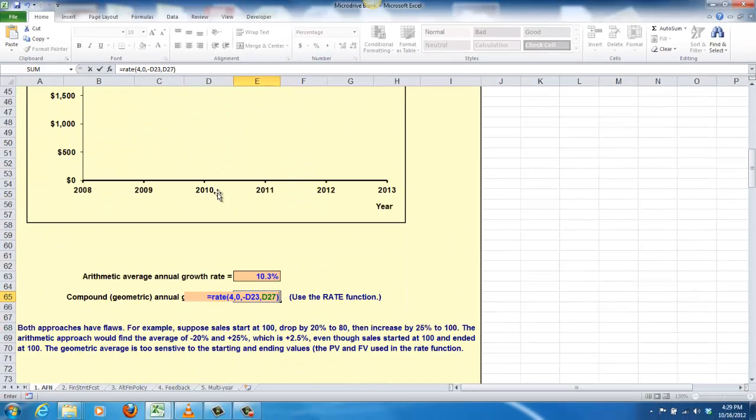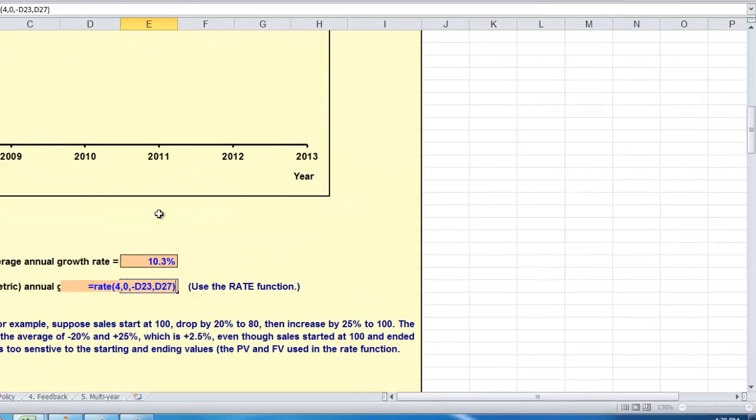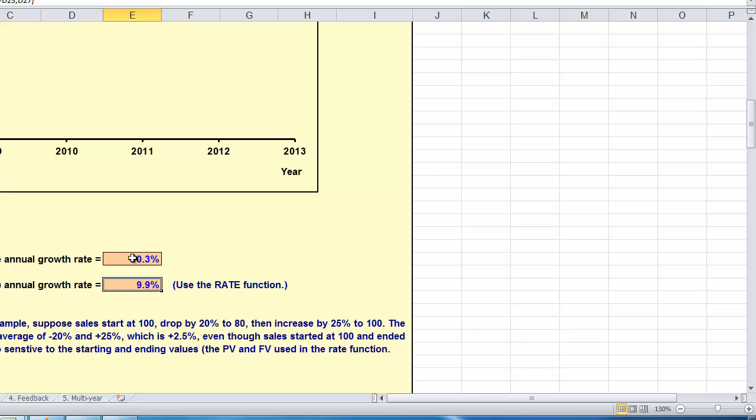The additional items that they ask for, I'll just go through those. The type is just whether the payments happen at the beginning or the end of the period. We assume that these quote-unquote payments or amounts occur at the end of the periods. And then the guess is not something we need for this because it's not strange, abnormal cash flows. So this tells us we have an annual geometric growth rate of 9.9%.